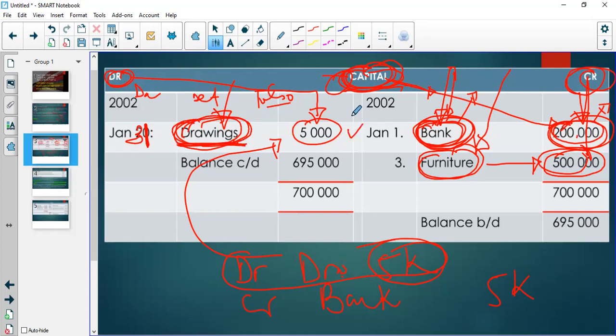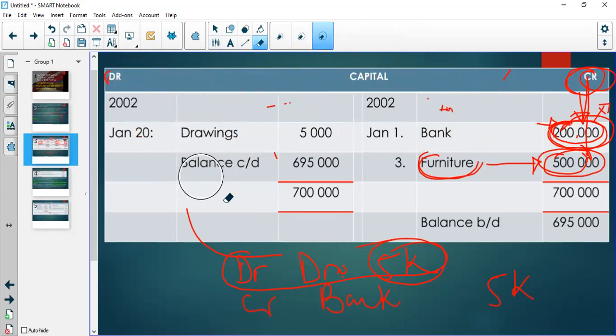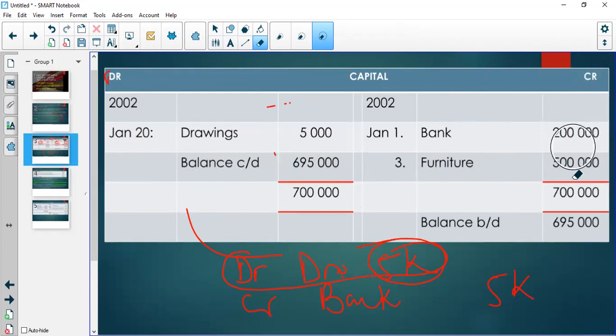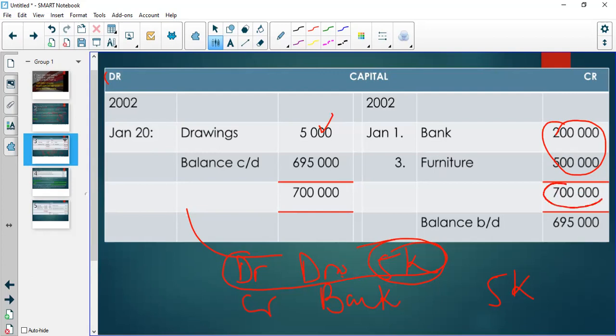So now you have to do your balancing again, and you have to determine which side is bigger between the debit and the credit side, right? If you look, the debit side is only this amount, and the credit side is those two. So the bigger of the two is the credit side, which is 700,000. So we have 700,000 on the credit, 700,000 on the debit. All right. Because the biggest side provides the balance for both. Then on the smaller side, that's where we enter the balance carried down.